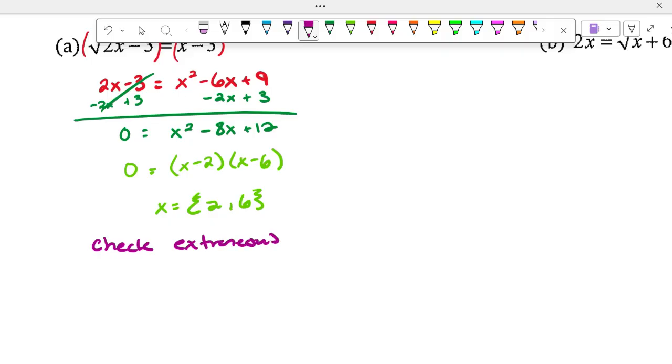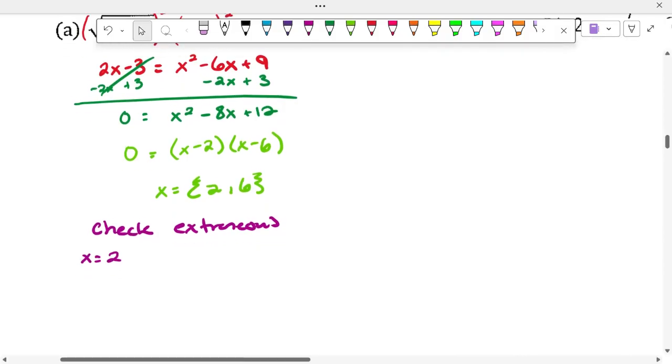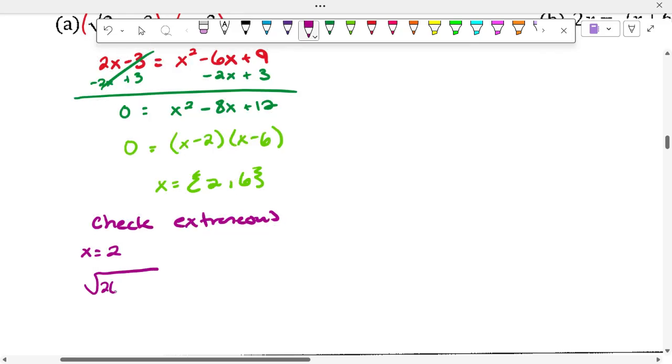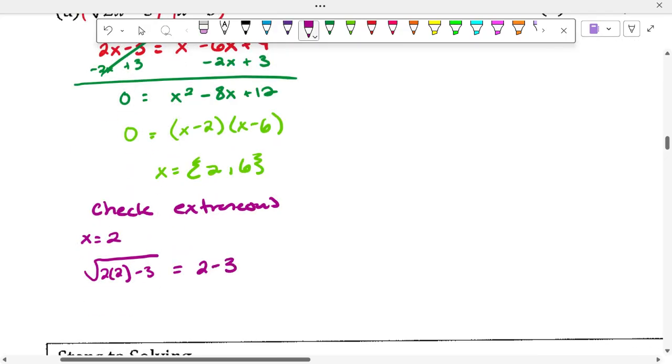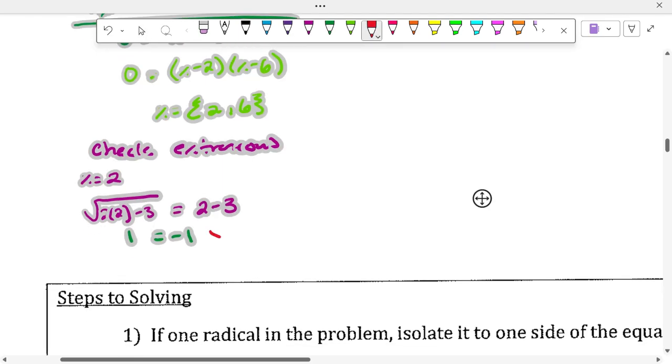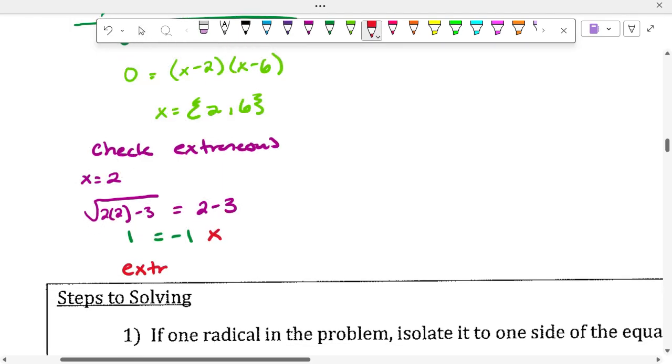So I'm going to plug in 2 first. So we're checking x equals 2. The square root of 2 times 2 minus 3 is equal to 2 minus 3. So what's 2 times 2? 4. 4 minus 3? Square root of 1. This is 1 is equal to, what's 2 minus 3? Negative 1. Is that a true statement? Nope. So x equals 2 is extraneous. What do we do with extraneous solutions? We throw them out. So it's no longer part of my solution set.